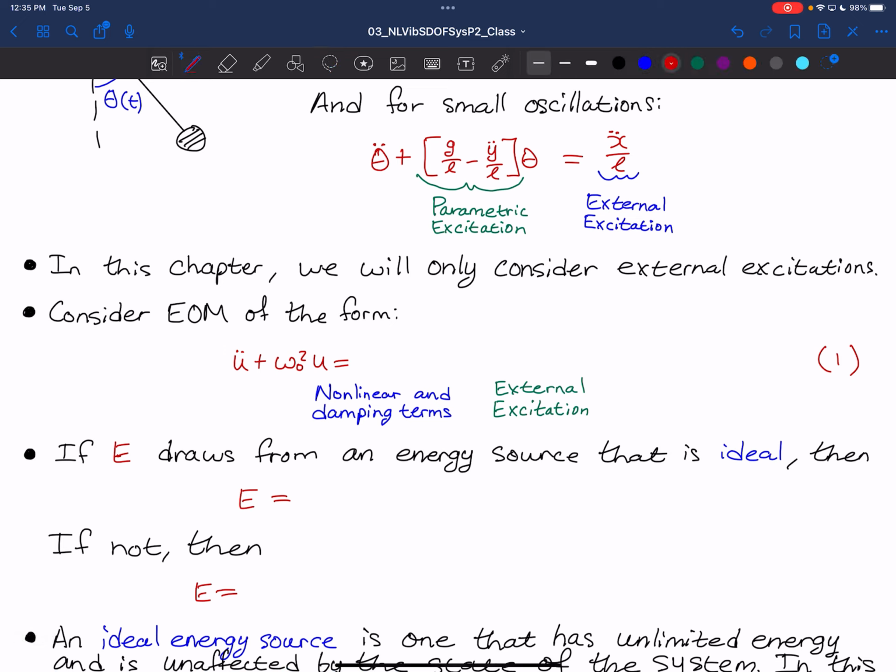So we're going to be looking at single degree of freedom systems, with equations of motion like u double dot plus omega 0 squared u equal to epsilon times f of u and u dot, plus some external excitation, which we'll just call E. E is our external excitation. And here we're going to have both nonlinear terms and damping terms as well, and both the damping and the nonlinearity are going to be weak.